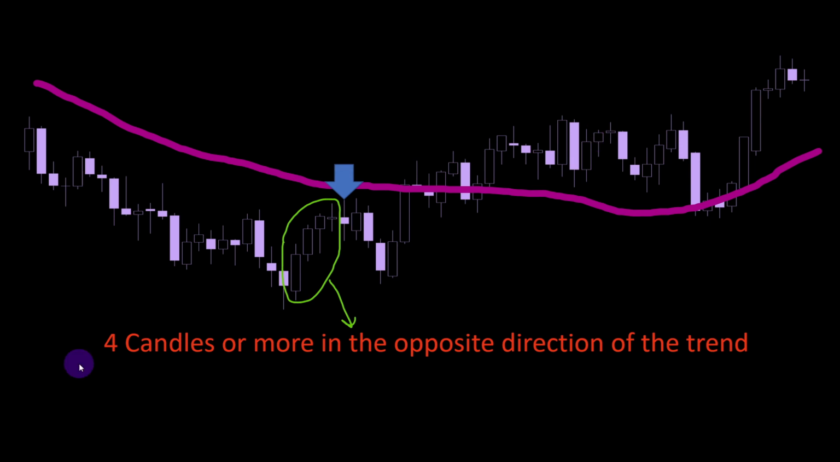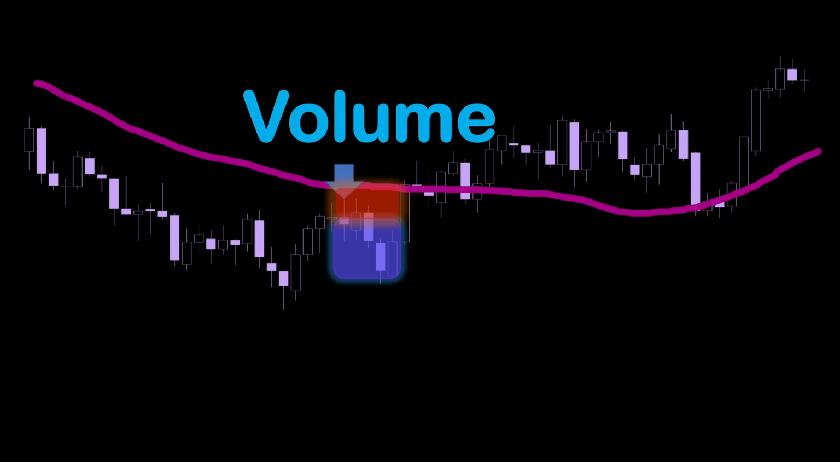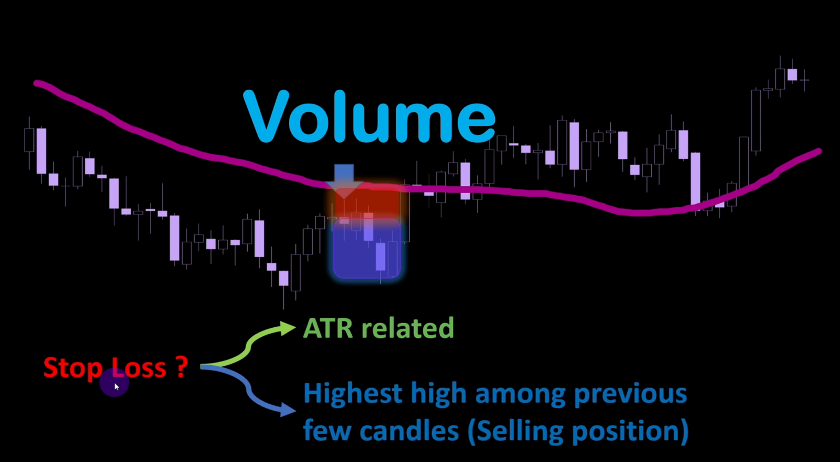Now comes the tricky part: how do we set our stop loss and our take profit? For this video, we're using 2 different ways. We're going to test both methods and check the outcome. We can either use an ATR related stop loss distance, like for example twice the ATR or 3 times the ATR from our selling or buying positions, or we can simply consider in a downtrend, for example, and for a selling position, the highest high among previous few candles.